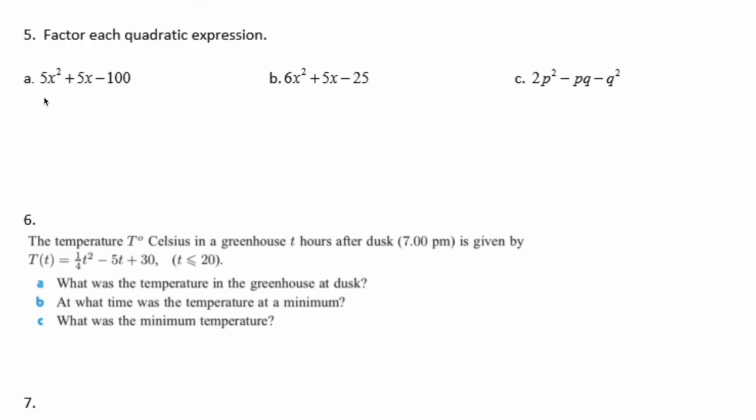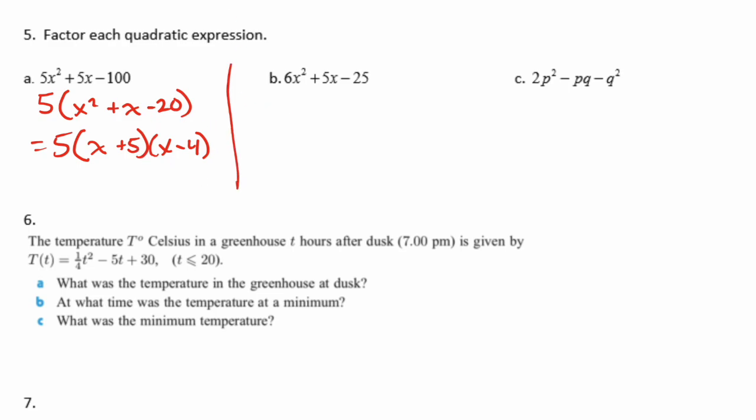The first one's fairly simple because it has a GCF, so you should always look for a GCF. GCF is 5. And then you look at the quadratic inside the brackets, and this factorizes simply to x plus 5, x minus 4, because negative 4 times 5 is negative 20 basically.